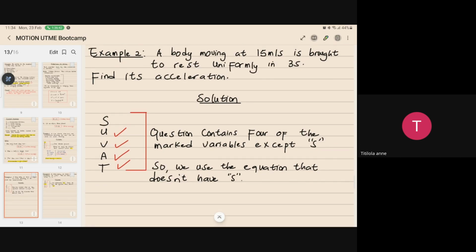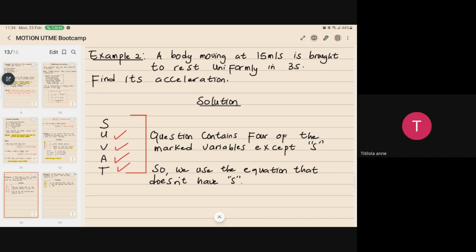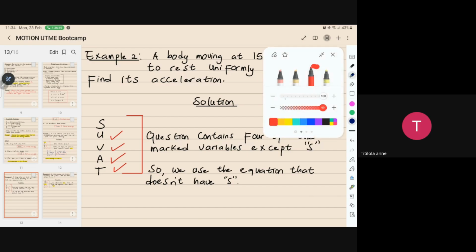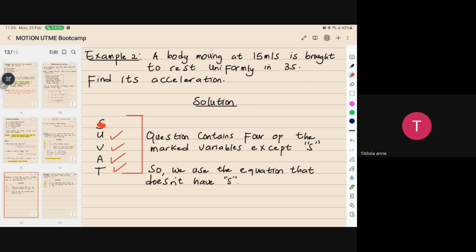All right. So, sorry about that, Stephanie, for wiping so fast. So a body moving at 15 meters per second is brought to rest uniformly in 3 seconds. Find the acceleration. So we are going to see that S was not given, right?